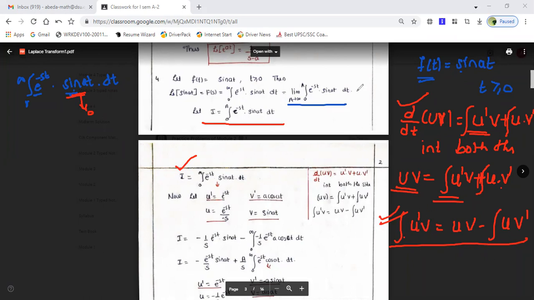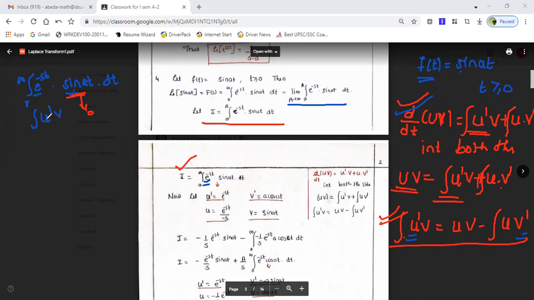Did you understand the trick, guys? Yes, ma'am. So just remember, if you're not able to remember this formula, just remember this. The remaining you can do on your own. Instead of remembering all the formulas, you can make it easy. Now let us start with the problem. What I want in this is u dash, v dash, u and v. So now let us find out what is u, what is v, what is u dash, what is v dash. Here, this is my function, so it is of the form integration of u dash v.